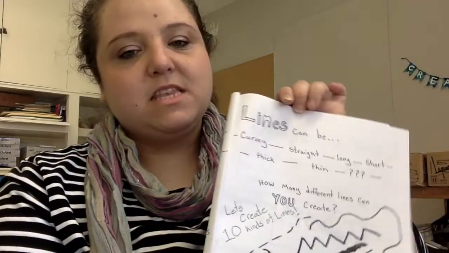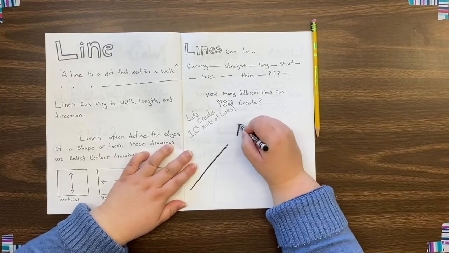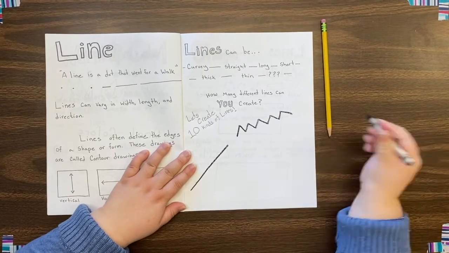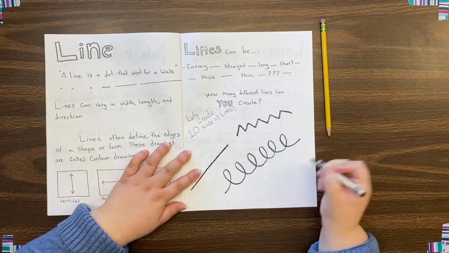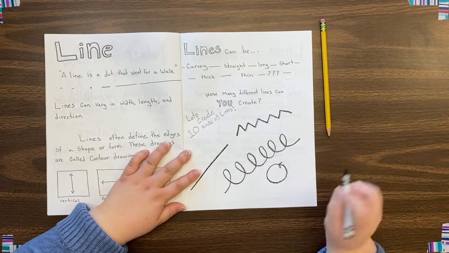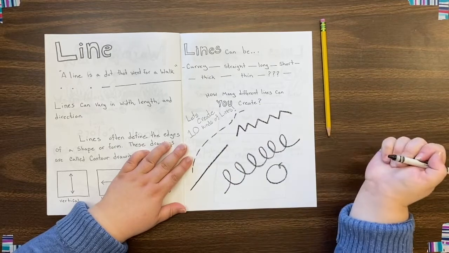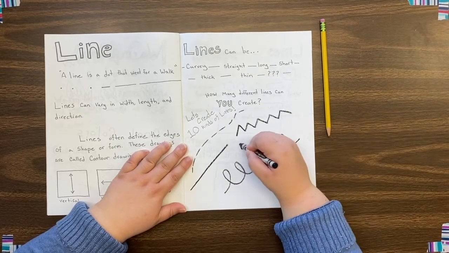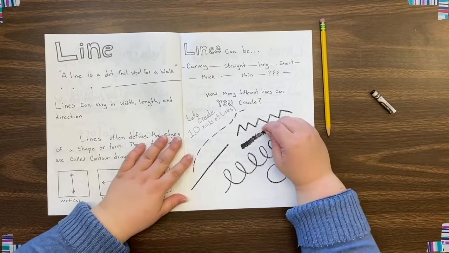So on this page right here, it says lines can be curved, straight, long, short, thick, thin, a bunch of other things also. And then it asks you, how many types of lines can you make? I gave myself the goal of making 10 different lines. So that is what I have done right here, is I've made 10 different types of lines.